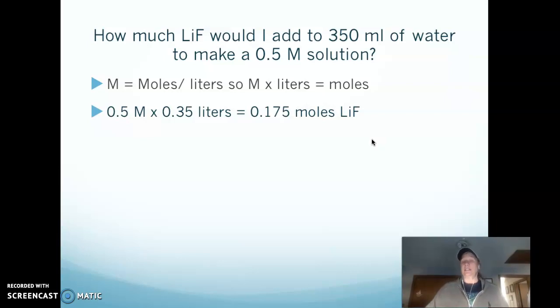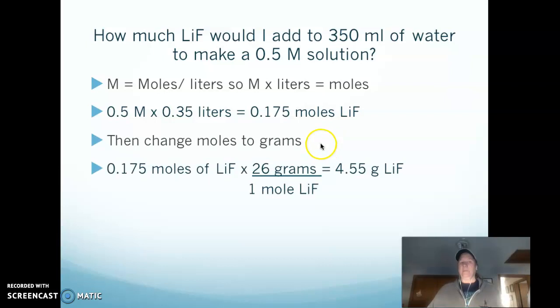So what I'm going to do is I need to change this to grams. I'm going to take 0.175 moles of lithium fluoride, 1 mole in the bottom, cancel it, and this is its mass. Because fluorine's 19 and lithium 7, add them together, you get 26. So then I multiply. Now I've got everything I need.